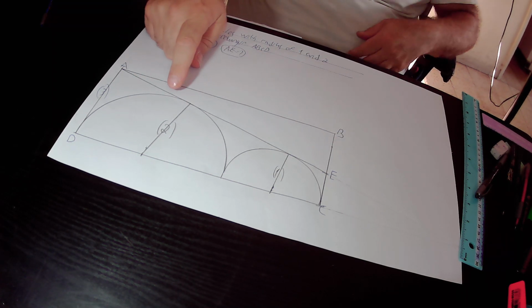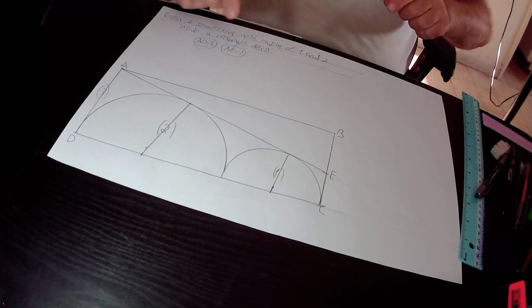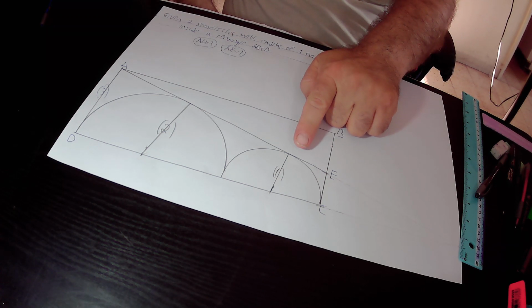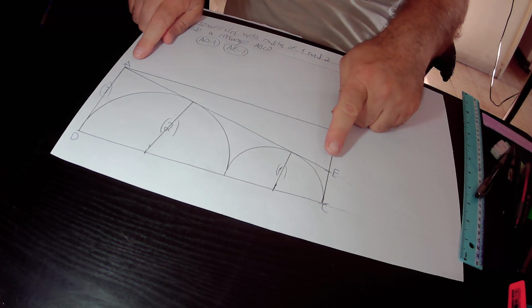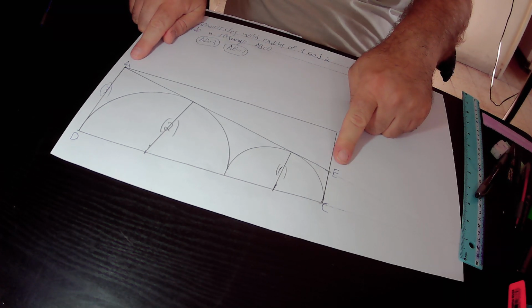The radius of this big semicircle is 2. The radius of this small semicircle is 1. Again, our mission is to find out the length of this line segment AE.